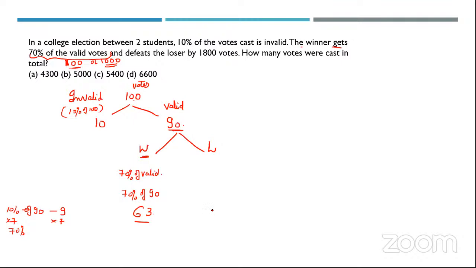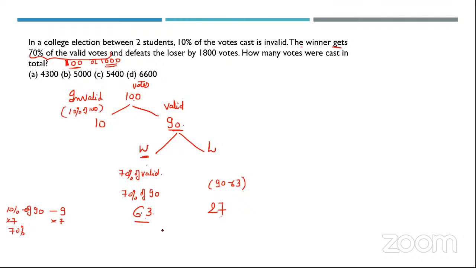So how many votes is loser getting? 27. 90 minus 63. Out of 90, 63 votes winner got. So how many votes did loser get? 90 minus 63, 27. Is that clear? Understood so far? Those who are in the Zoom meeting, can you reply quickly? If so far it is clear, right?